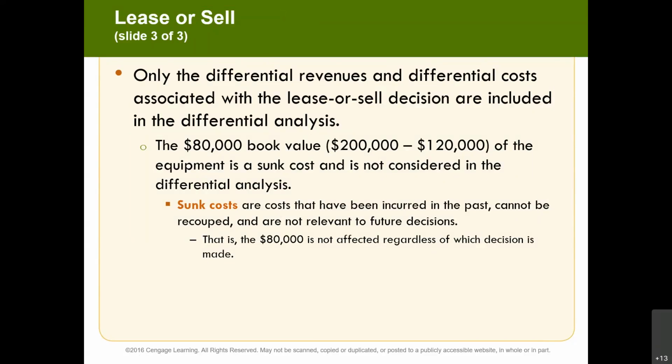Just like I said before, because it's a piece of equipment that technically is not owned, we don't really take into consideration the accumulated depreciation. We consider the accumulated depreciation as a sunk cost. Sunk costs are the costs that have been incurred in the past and cannot be recouped through a relevant or future decision, such as a depreciation. So that 80,000 in this example is not affected regardless of which decision is made.